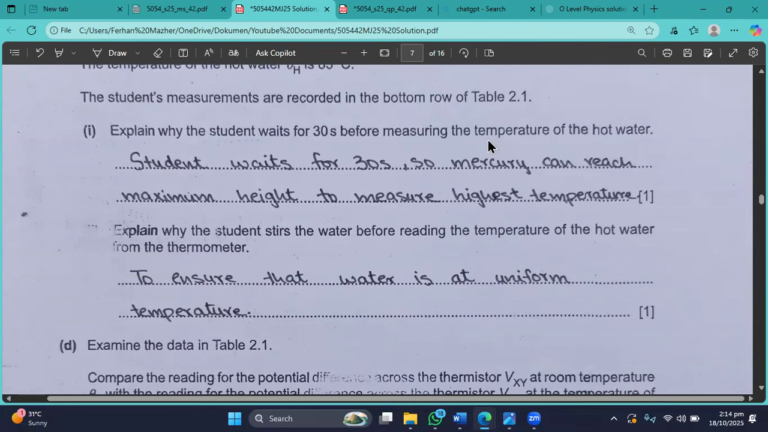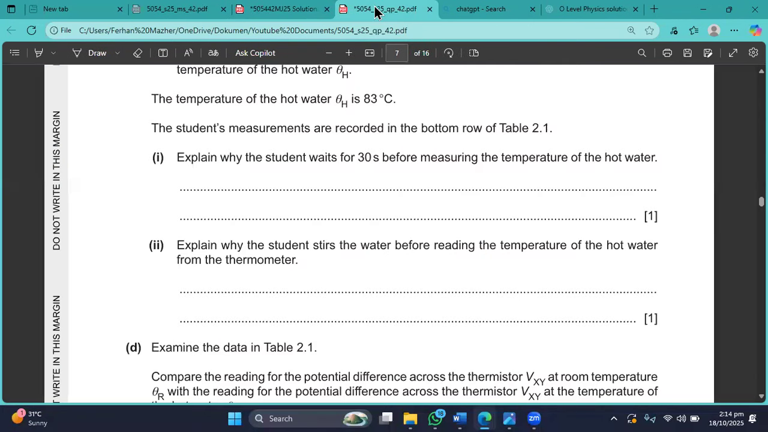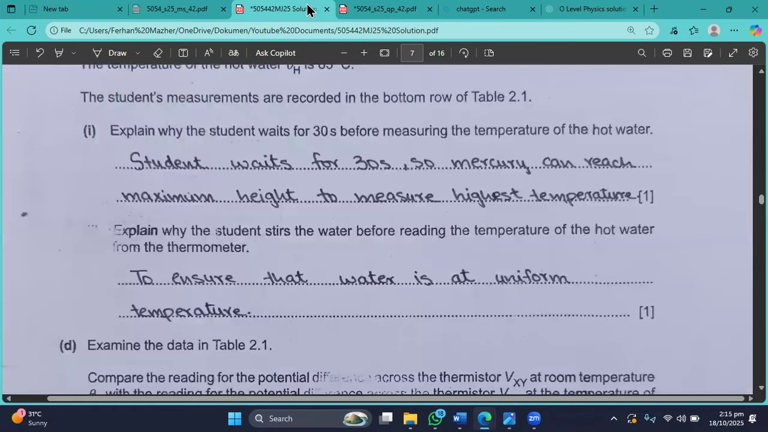Okay, then they ask us another question. They say, explain why the student stirs the water before reading the temperature of the hot water from the thermometer. We always stir the water to make the temperature of that liquid uniform throughout the body of that liquid. So that's why we do the stirring. To ensure that the water is at uniform temperature means that throughout the body of the water, the temperature is the same. That's why we stir it.